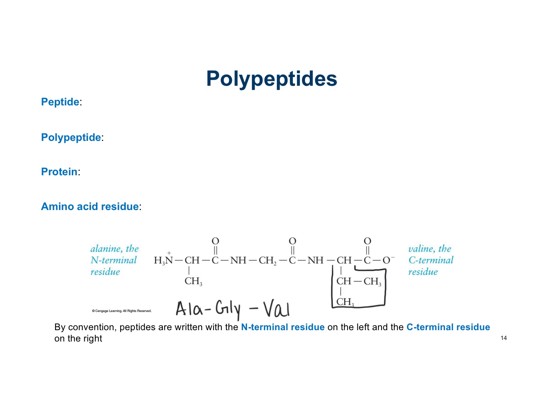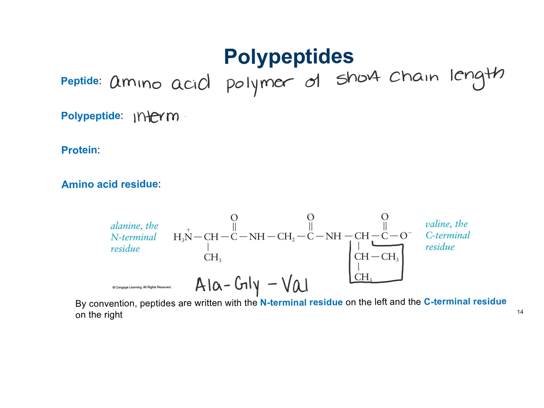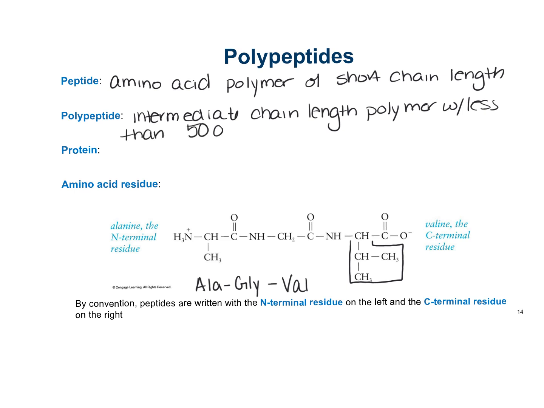So I want us to get some working definitions as we talk about peptides and proteins. Peptides are just an amino acid polymer of short chain length. A polypeptide is an intermediate chain length polymer with less than 50 amino acids. Now, a protein has more than 50 amino acids.